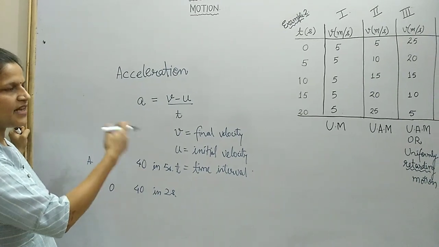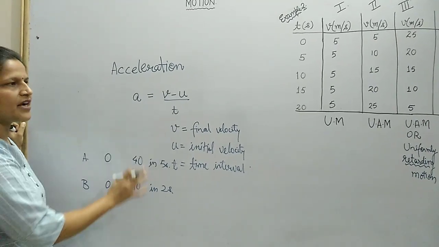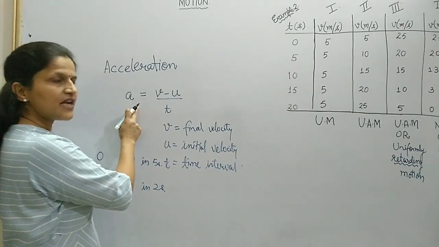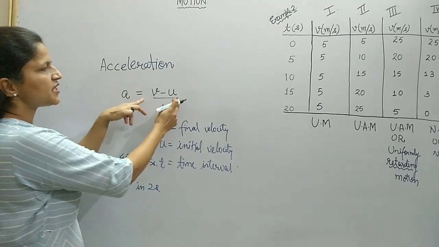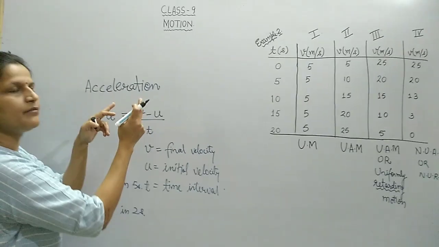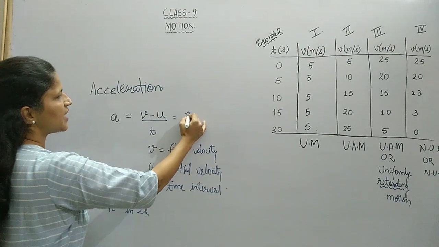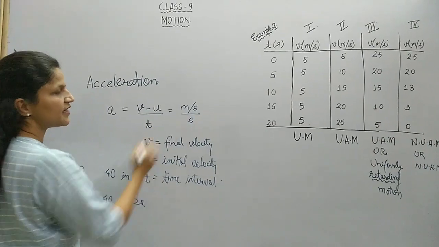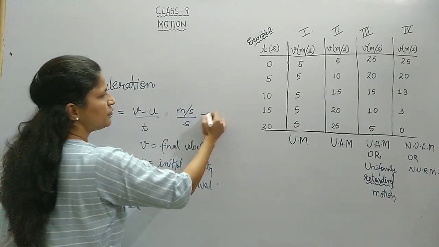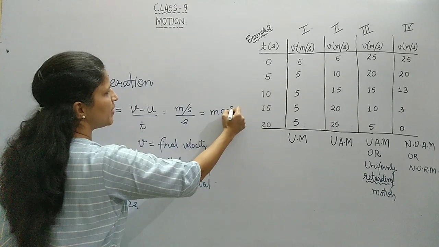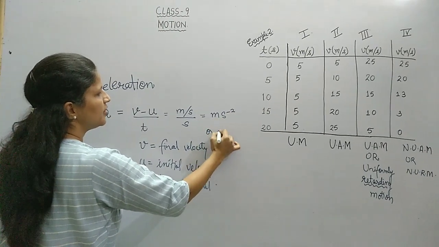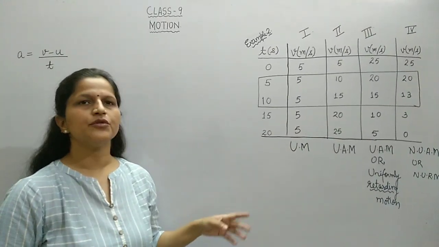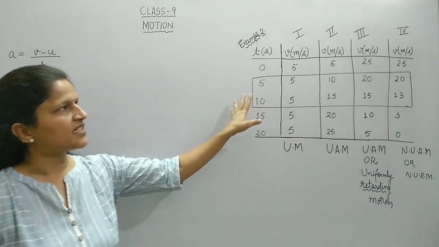Let us see with the help of some numericals how we find out this acceleration. But before proceeding, I'll just brief you about the SI unit of acceleration also. We measure velocities in meter per second in the SI system. So change in velocity will be measured in meter per second, and time is also measured in seconds. So when you find out this value, it comes out to be meter per second square, or you can write it as meter/second square.